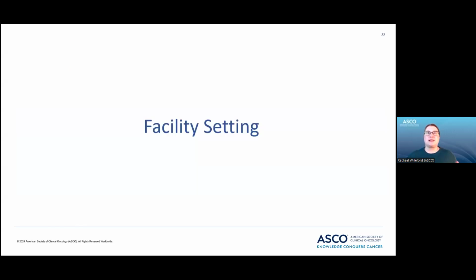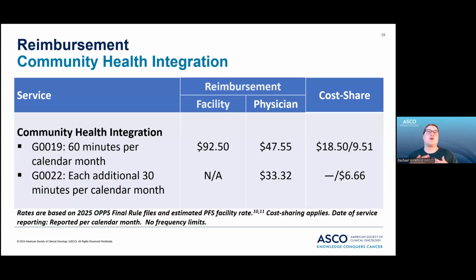Next, we're going to talk about the facility setting. In the facility setting, reimbursement is made to the provider according to the facility rate that's established in the physician fee schedule, and reimbursement may also be made to the facility according to the rate set in the OPPS final rule. Reimbursement included in this section is based on the rates provided by CMS in Addendum B for the OPPS final rule for the facility, and then the national rate for the facility setting according to the physician fee schedule.